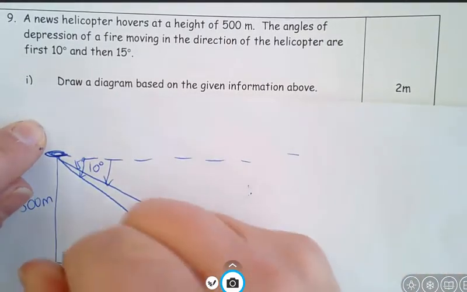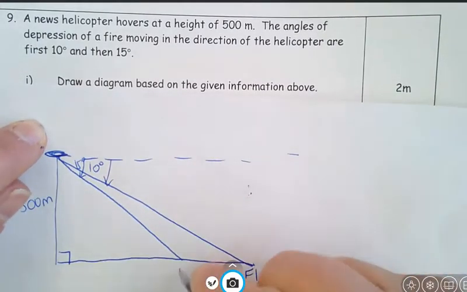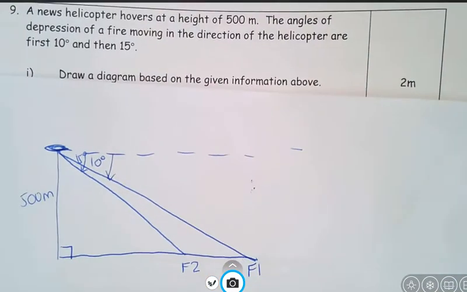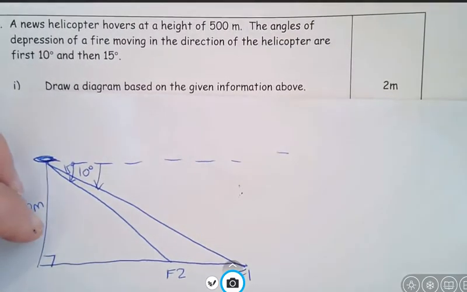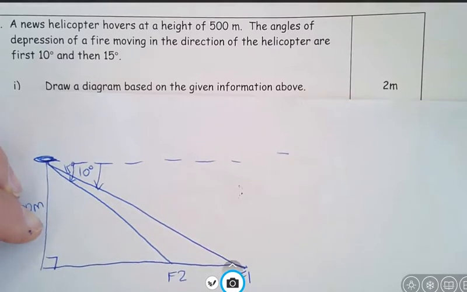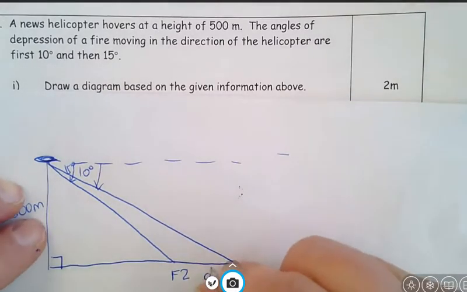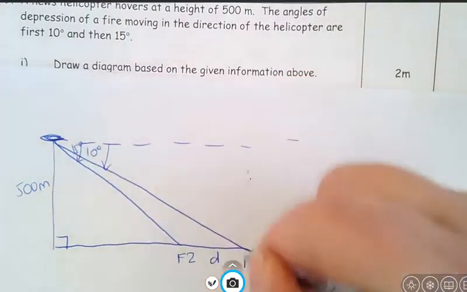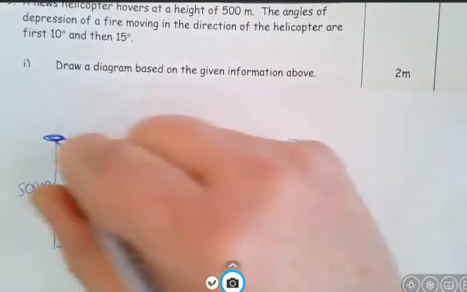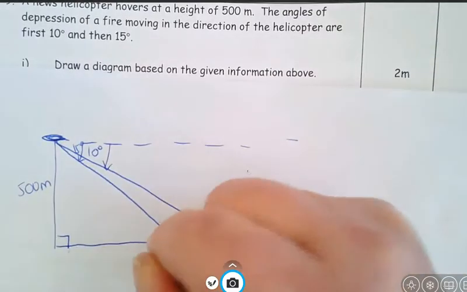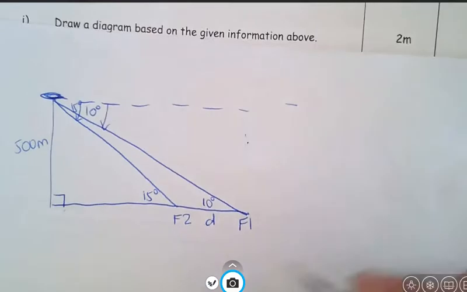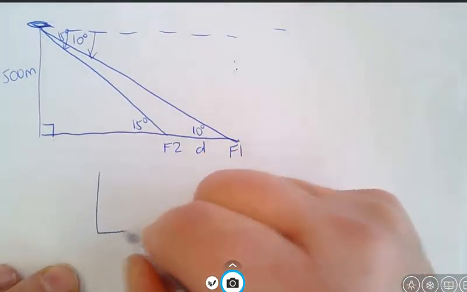Okay, we've got a right angle triangle. Fire 1, fire point 2. Draw a diagram based on that information, which we've done. And then you have to find the distance moved. I have to find this distance. Right, with angles of depression, you always do alternate angles. So that one's 15. You can only work with right angle triangles.